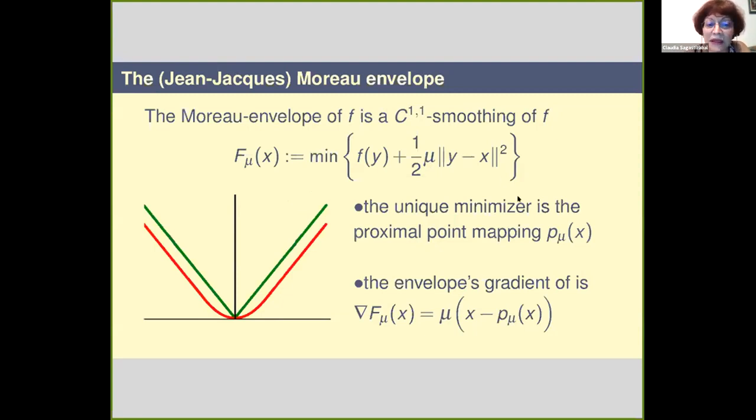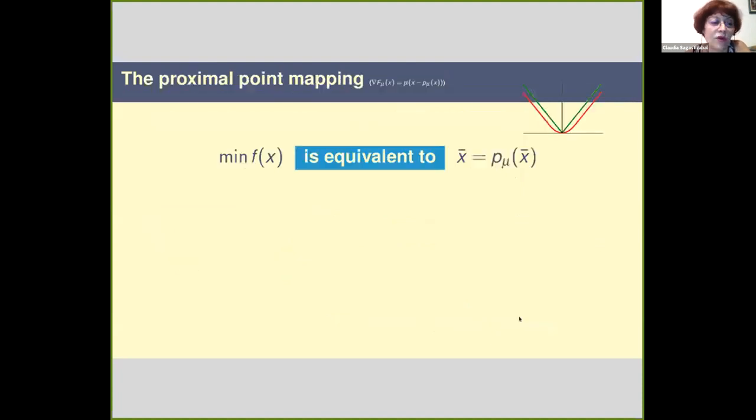So this gives a mapping that is the proximal point mapping, right? That depends on mu, on the step, and of course depends on the function. And this is a regularization which has a gradient that is Lipschitzian, and the gradient of the envelope is mu times the point minus its prox. Good.